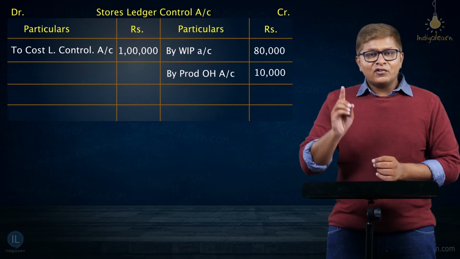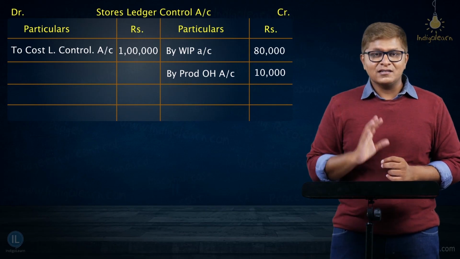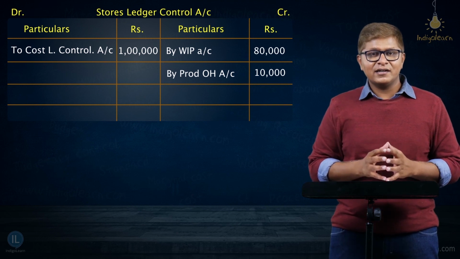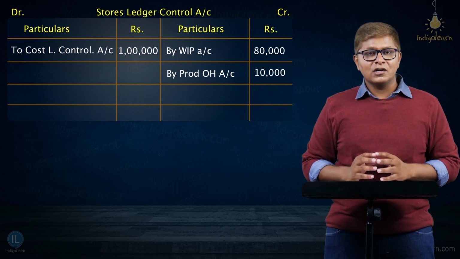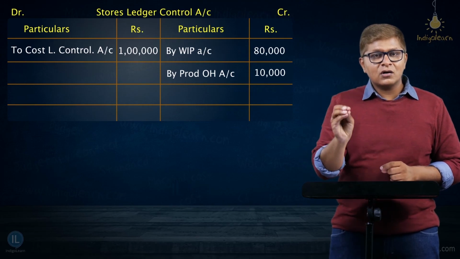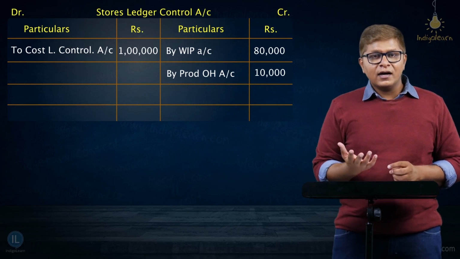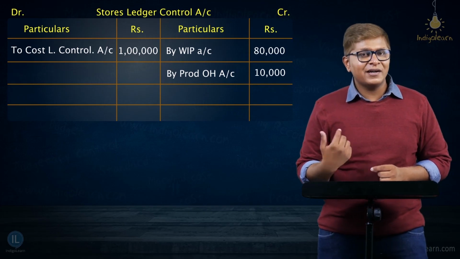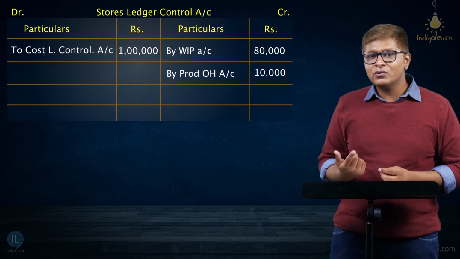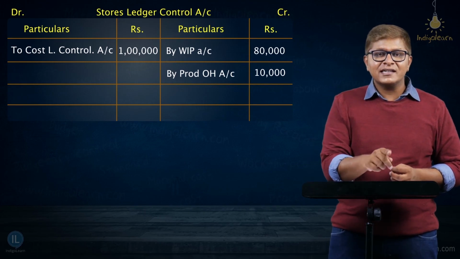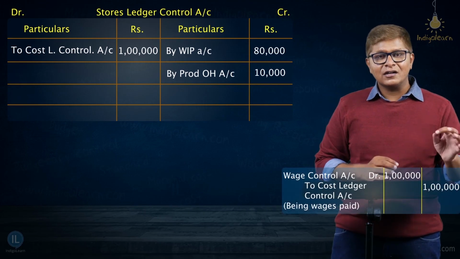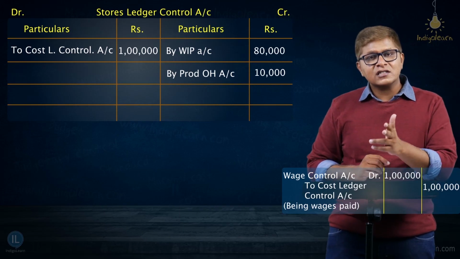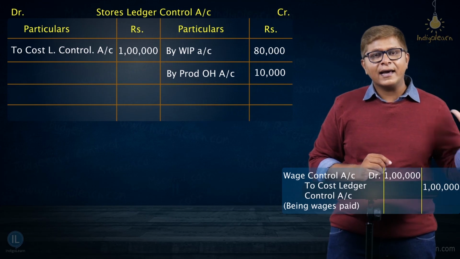We have made a payment of rupees 1 lakh towards the wages. So what we will do is we will record this transaction. The transaction will be recorded using the wage control account. So we will say wage control account debit 1 lakh to, generally it would have been cash, bank or payable, but here in cost records we don't maintain cash, bank, payable. What are we going to do? We are going to credit it to a representative account which is the cost ledger control account. So the entry will be wage control account debit 1 lakh to cost ledger control account 1 lakh.